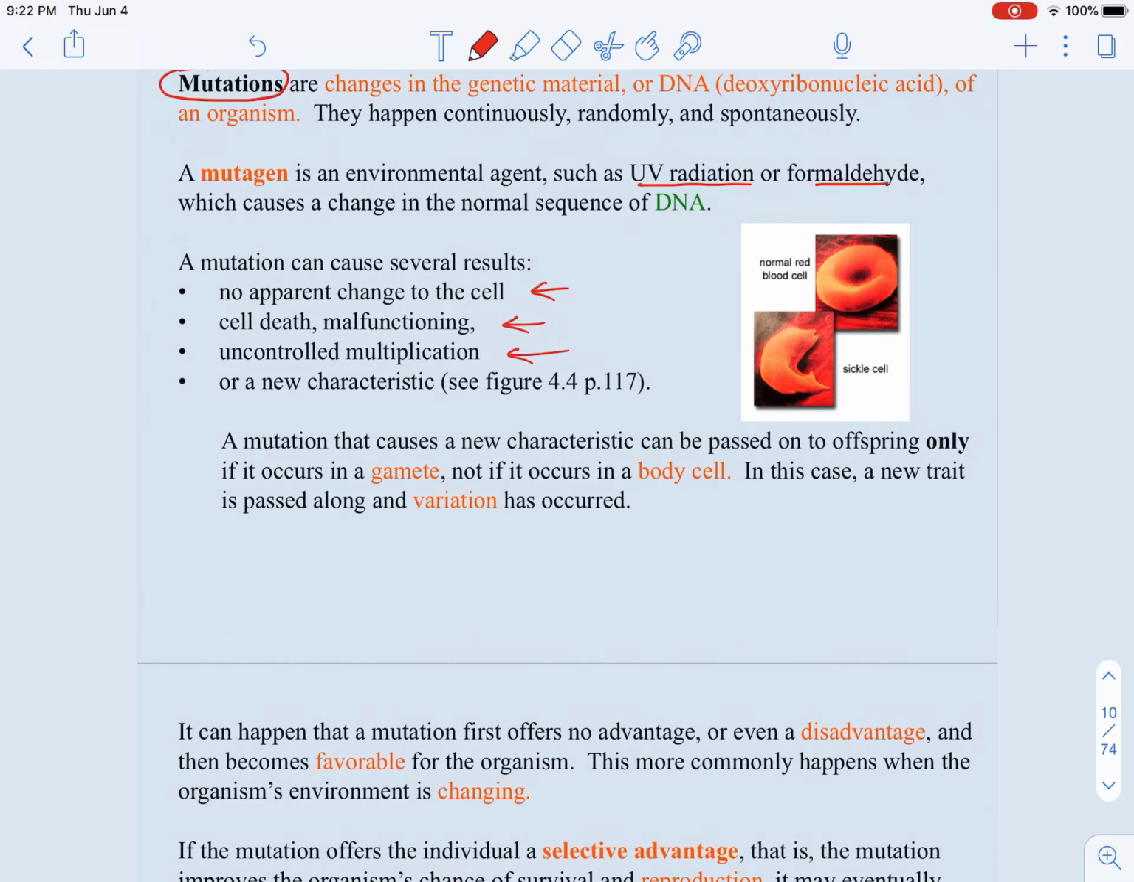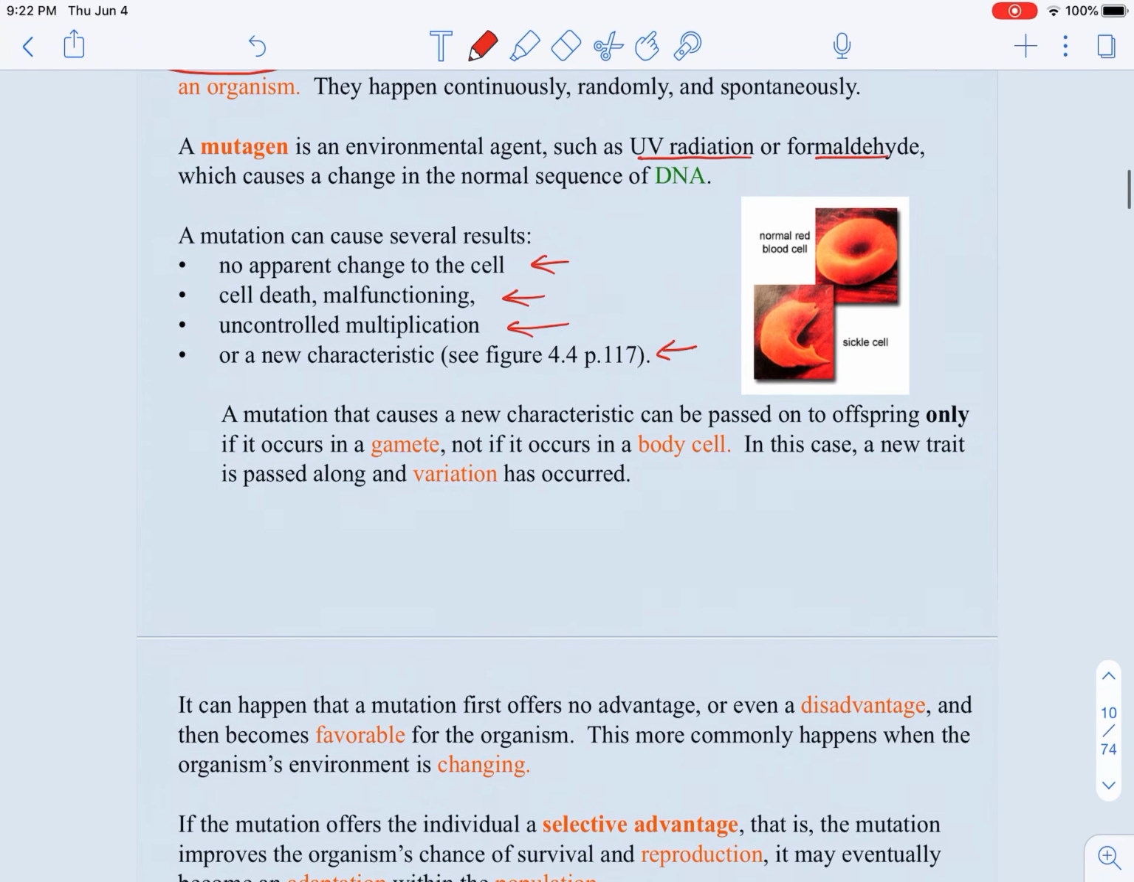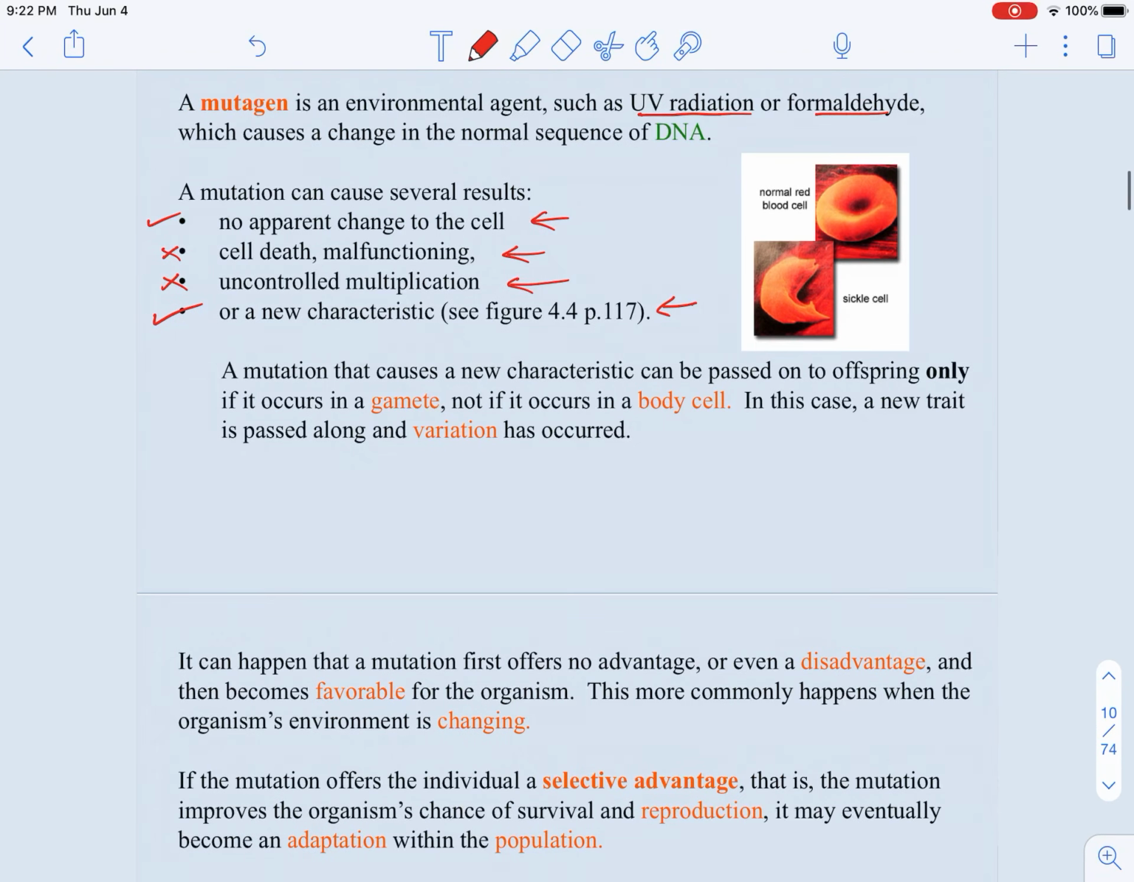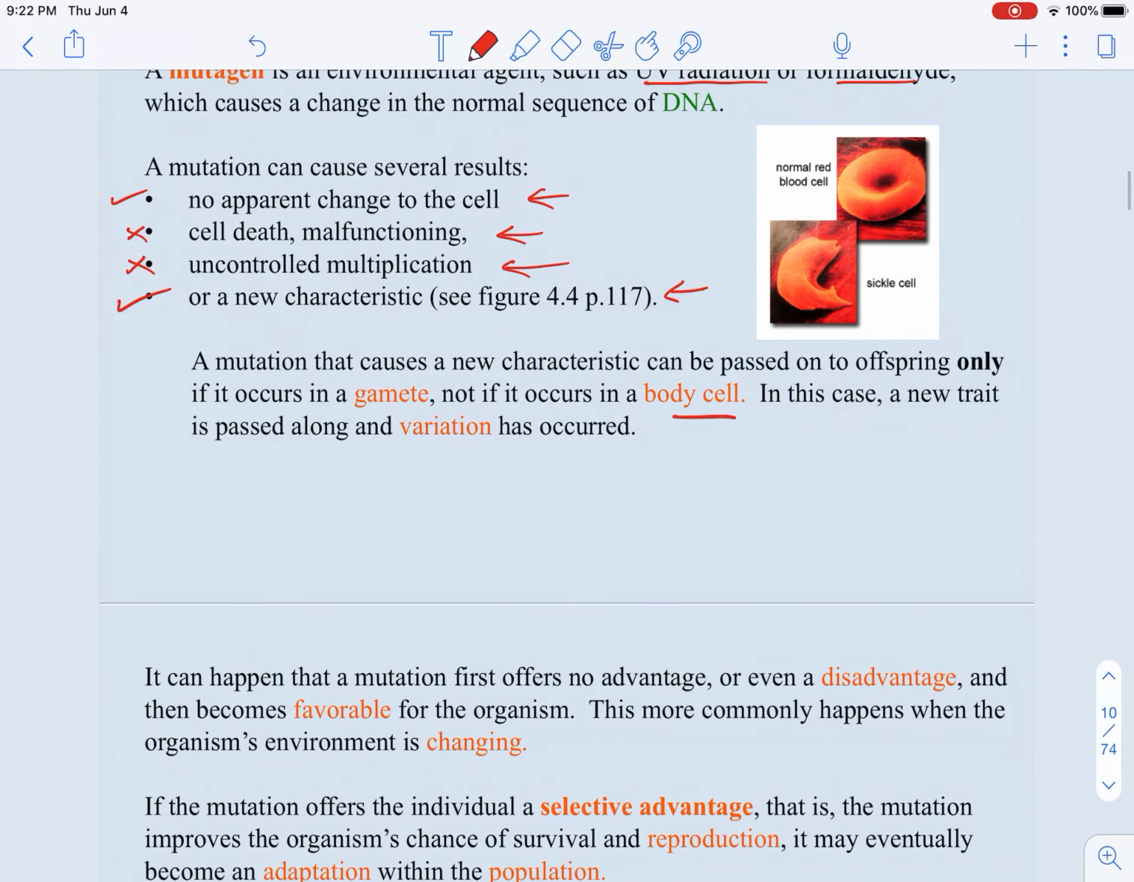And sometimes the mutation may not do anything to the cell. Sometimes it may cause cell death or uncontrolled multiplication of that cell, forming like a tumor, or it may give just a change that gives that organism a new characteristic, or some variation can come because of that mutation. So mutations are sometimes not so great, and sometimes it doesn't really matter, or could be a good thing. So could be bad, could be good.